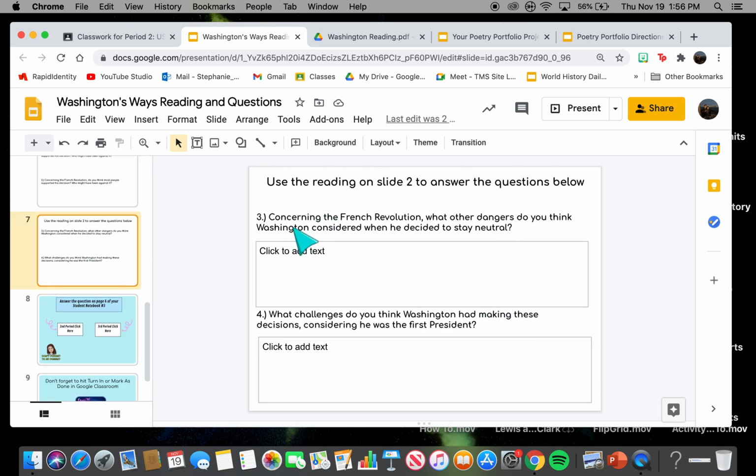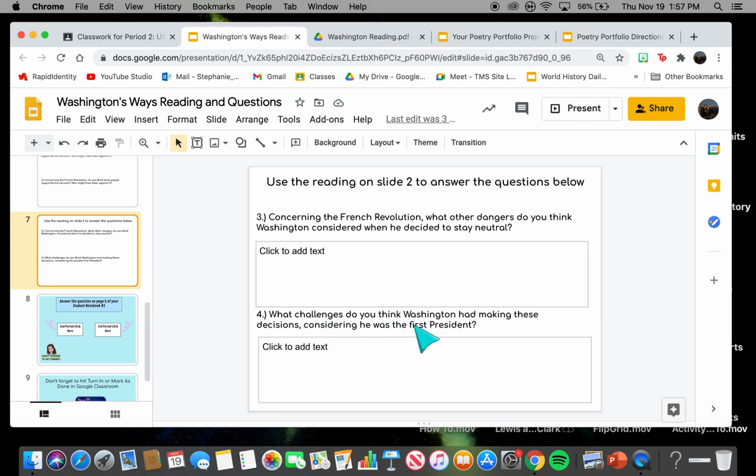And then for this one, concerning the French Revolution, what other dangers do you think Washington considered when he decided to stay neutral? Neutral means that he did not pick a side. It means that he didn't side with either side, and he just decided to keep out of it. So what dangers do you think he considered? What do you think he thought about, like what could happen?